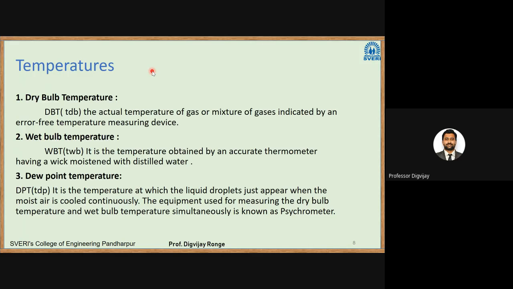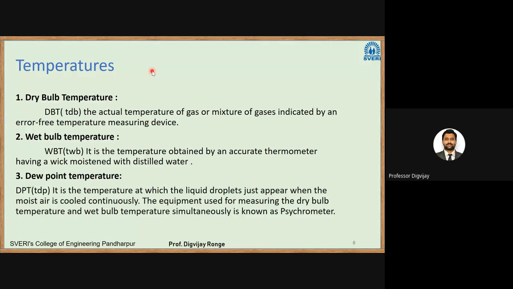When that breeze of air comes onto your face or comes in contact with your body, there is an increase in the transfer of heat. Because of this increased transfer of heat, you feel that it is cold. Okay, so this concept I have also explained in one of my lectures.